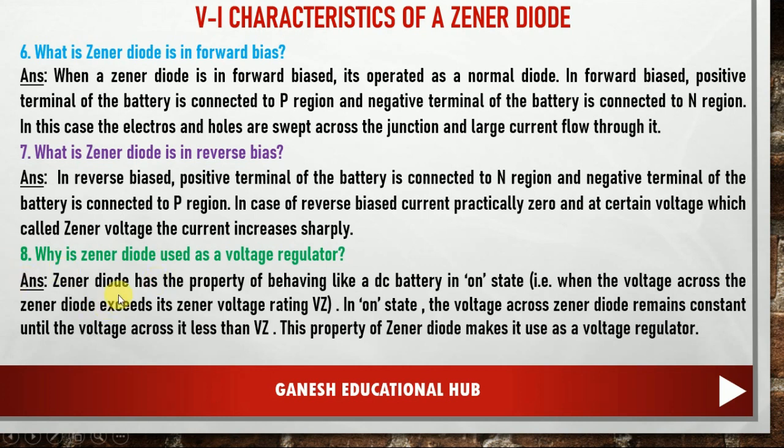So the Zener diode has the property of behaving like a DC battery in on state. In on state, the voltage across the Zener diode remains constant. We need this property in a voltage regulator. So this property of the Zener diode makes it used as a voltage regulator.